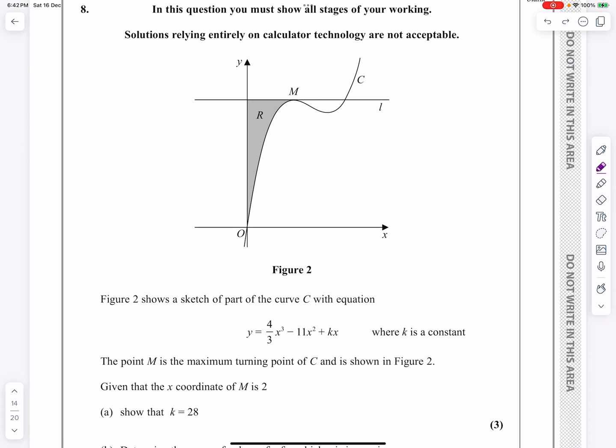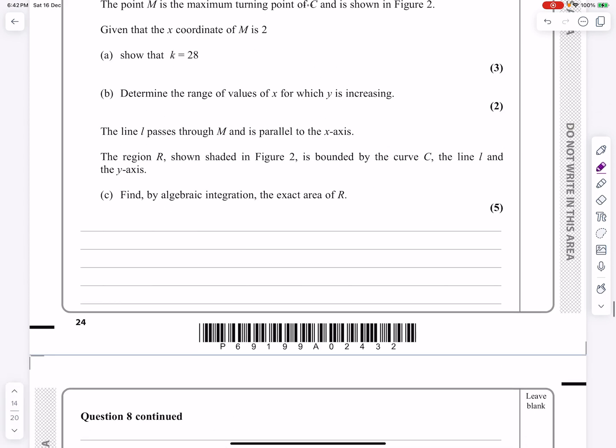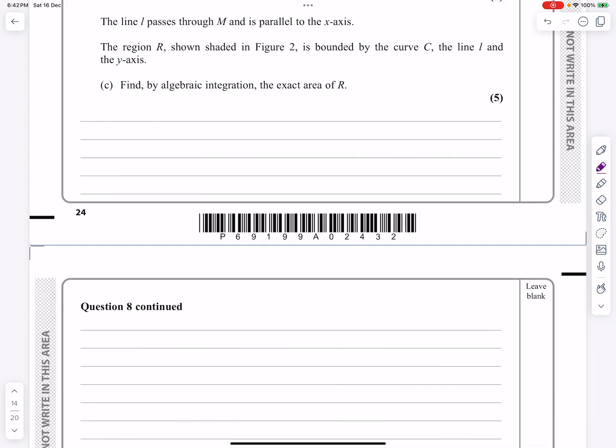So it says for part A, for the whole of the question, we've got the curve y = 4/3 x cubed minus 11x squared plus kx, right? Okay, fair enough. Point M is a maximum turning point given that the x coordinate of M is 2. So this x value there is going to be equal to 2. Can we show that k is equal to 28? Yeah, hopefully. What we'll do is differentiate and put it equal to 0, won't we? So let's have a go at getting started with that.